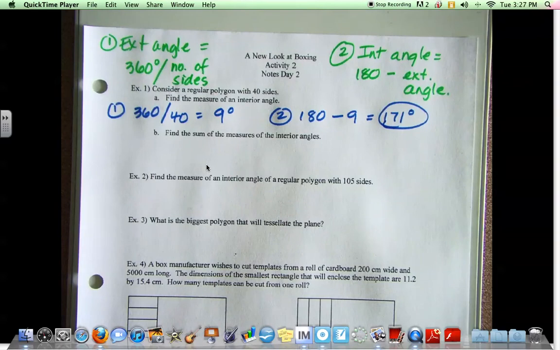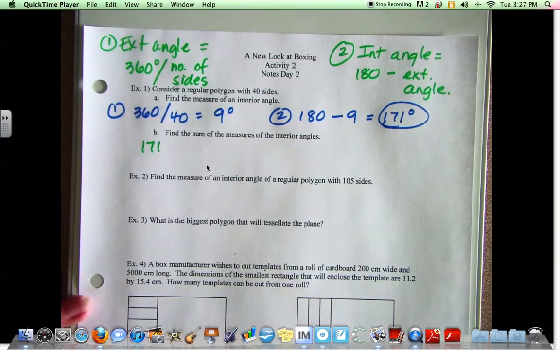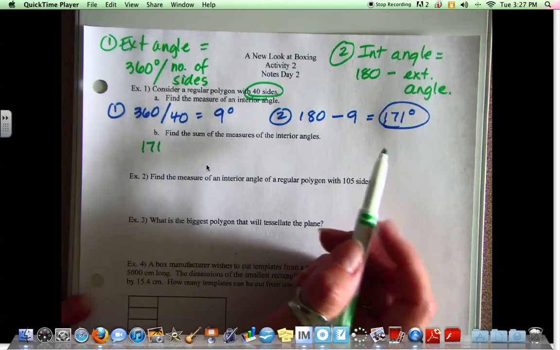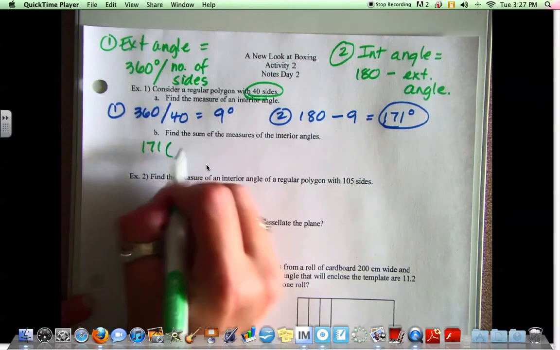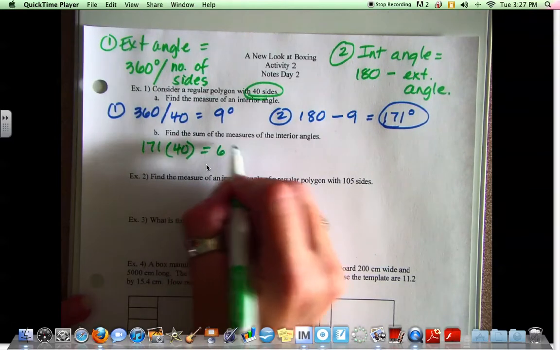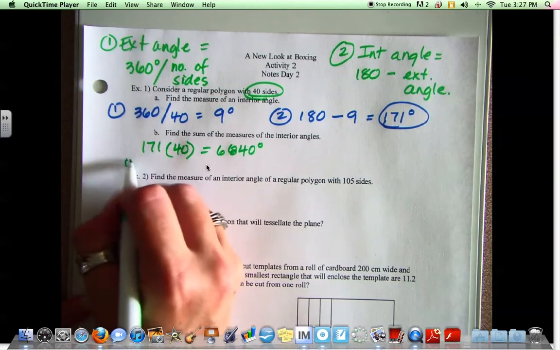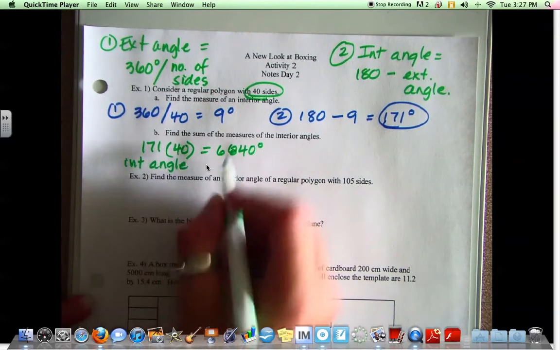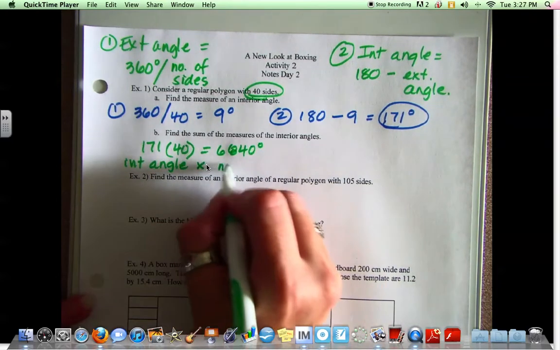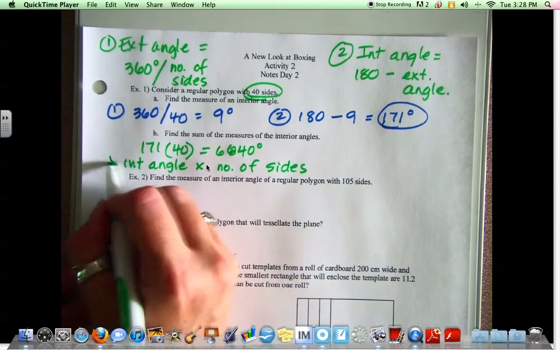Part B asks us to find the sum of the measures of the interior angles. One interior angle has a measure of 171. We have 40 sides, so that means we have 40 interior angles. So 171 times 40 gives us 6,840 degrees. We found this by taking the interior angle and multiplying it by the number of sides. Another important little formula to have.